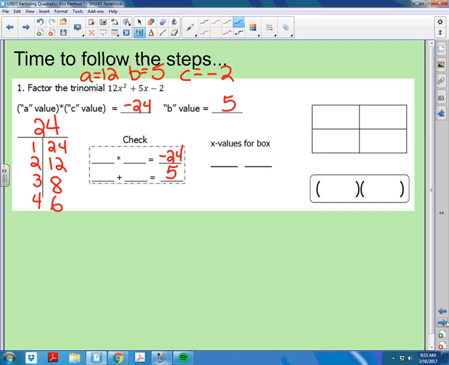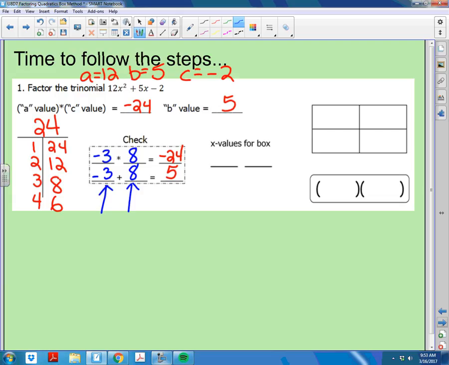Which combination pair could be multiplied to get negative 24 and added to get 5, Ethan? If we turn the 3 negative, 3 and 8 can be. So basically what we can say is that negative 3 times 8 gets us negative 24, and negative 3 plus 8 gets us 5. Now, it's important when you set these up that these are the same numbers and these are the same. Because you can't change them from one to the next or you're defeating the whole purpose.